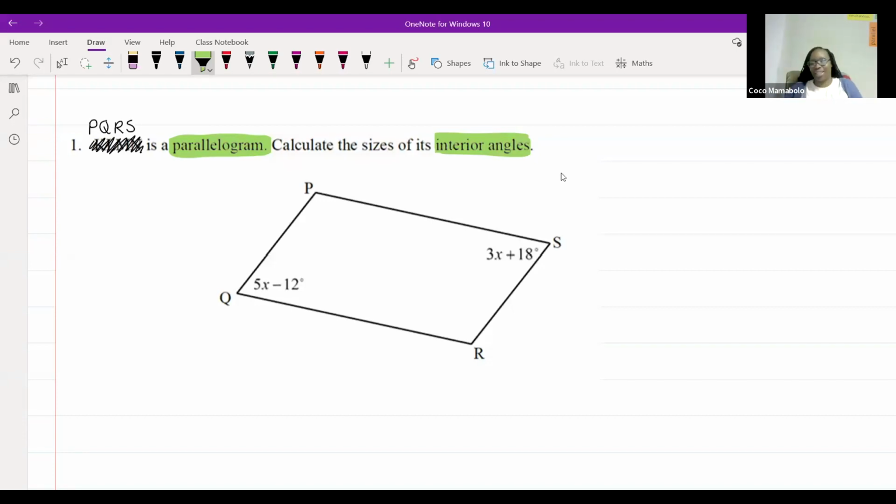Can I give you guys a second to do this? You can pop your favorite emoji in the chat for this one. It's not that difficult, I promise. Okay, what do we know about the opposite angles of a parallelogram? So this is actually algebra. It's not really geometry anymore, right? I'll give you guys a few minutes.